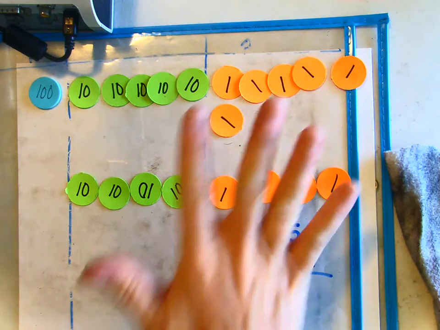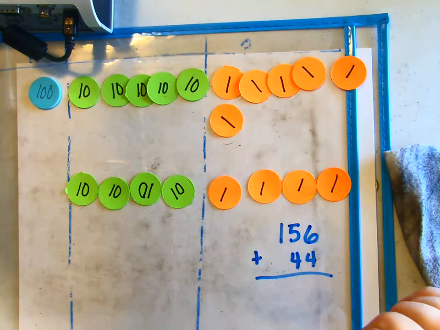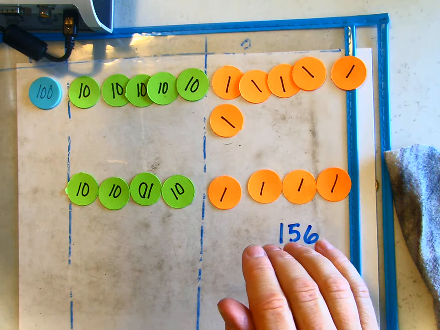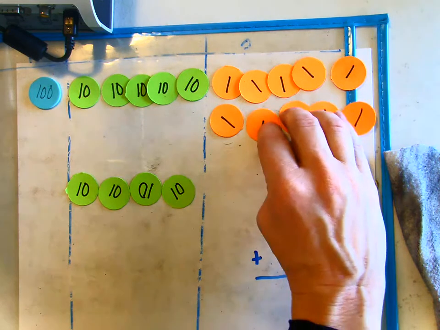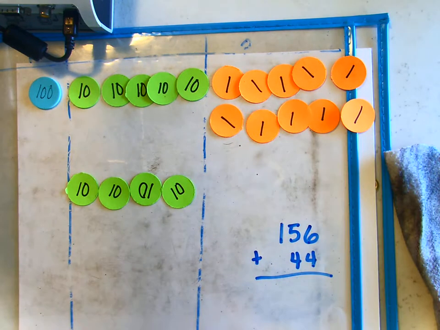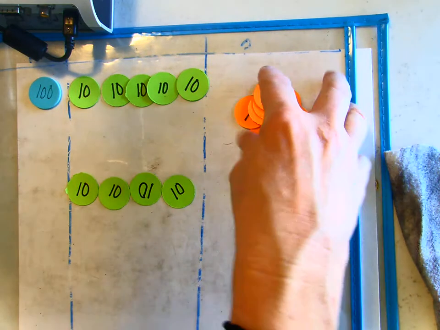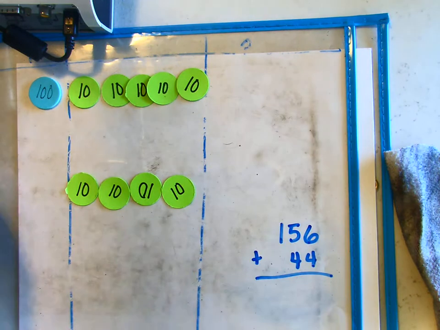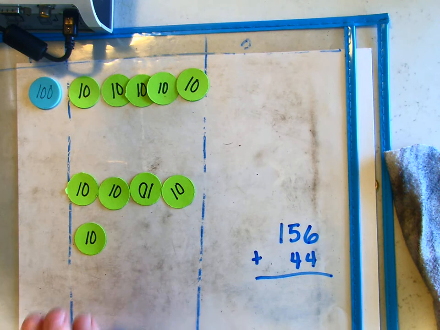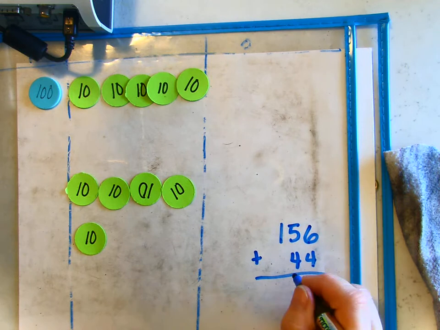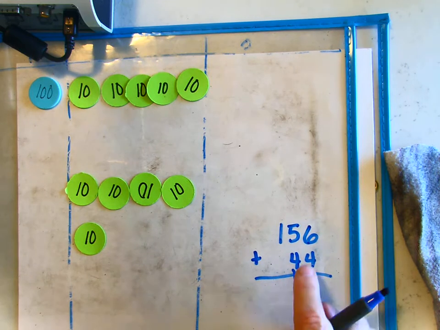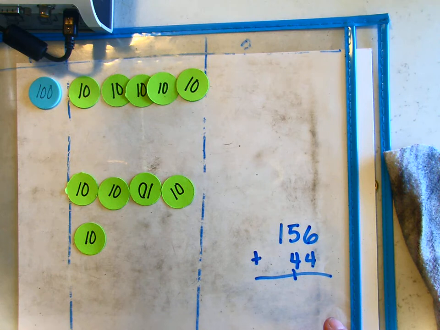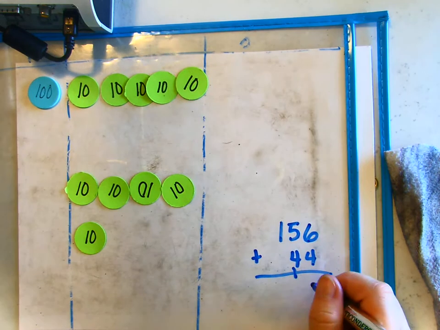Always starting with the ones. So we have 6 and 4. 6 and 4 make 10. I'm going to compose and bundle my group of 10 ones, and I'm going to add a 10 over here. So recording that in our vertical form in your book, we moved over a 10. So we're going to add it right under those 10s. And now we have 0 ones left.